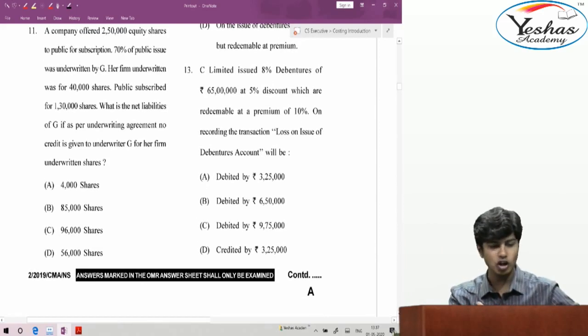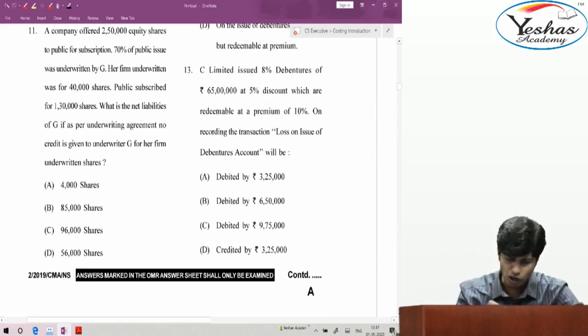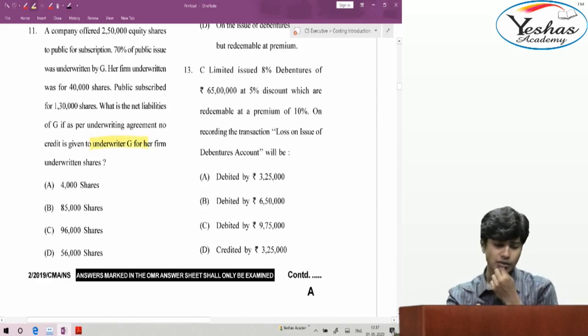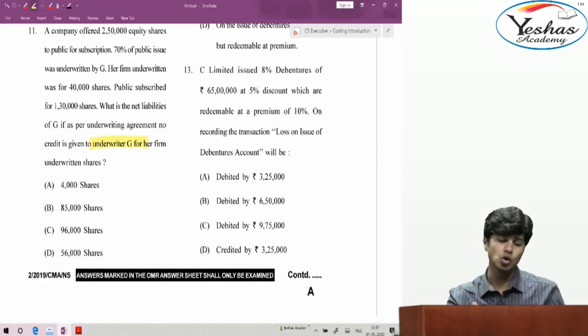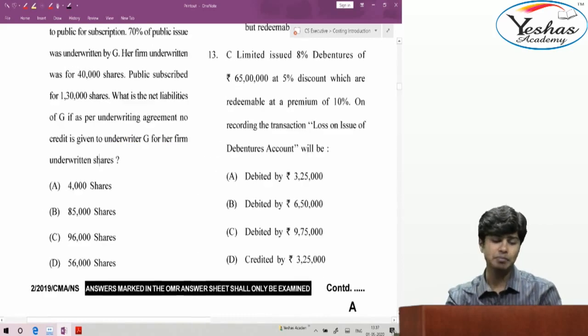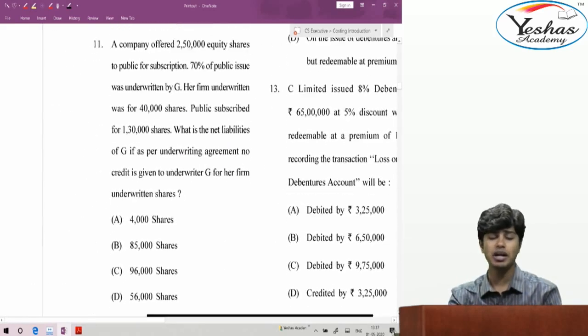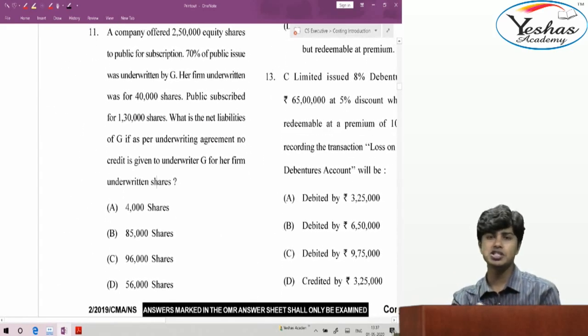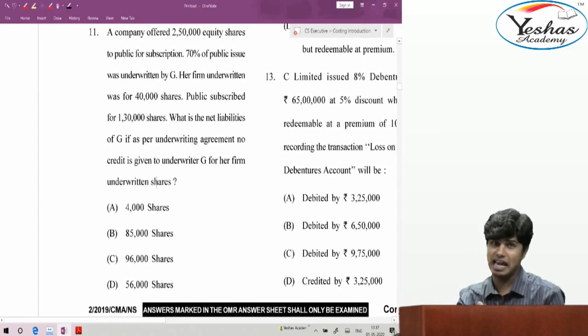Question number 11 again talks about the share capital chapter, because it talks about underwriting. So, what is the net liability of G if as per underwriting agreement, no credit is given to underwriter G for firm underwriting? In the underwriting chapter, we basically discussed a couple of items. Number one, gross liability, that is the basic responsibility of the underwriter to sell. Second one, marked applications, applications bearing the stamp of the underwriter. Unmarked applications, applications not bearing the stamp of the underwriter. Firm underwriting, shares bought by the underwriter.